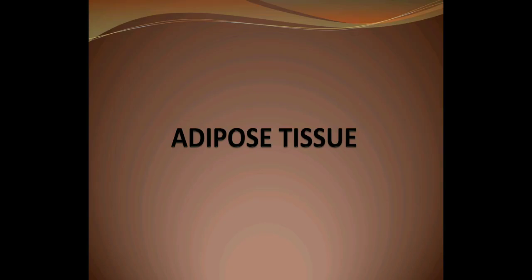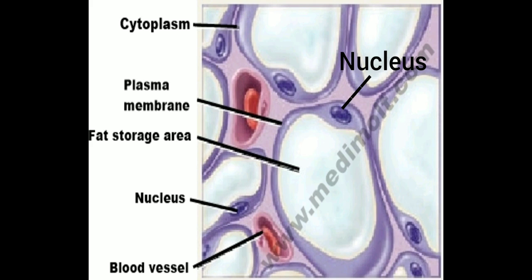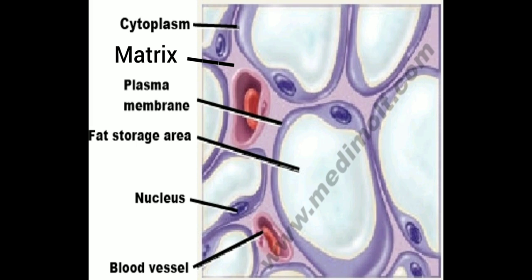Now, in this tissue, you will find there are a large number of adipocytes. Adipocytes, that means fat cells. And here the cells are rounded or polygonal. The nucleus is shifted to the periphery because fats are stored in the cells in the form of droplets, and these fats push the nucleus towards the periphery. Here you will find matrix is less, and fibers and blood vessels are also few in number.